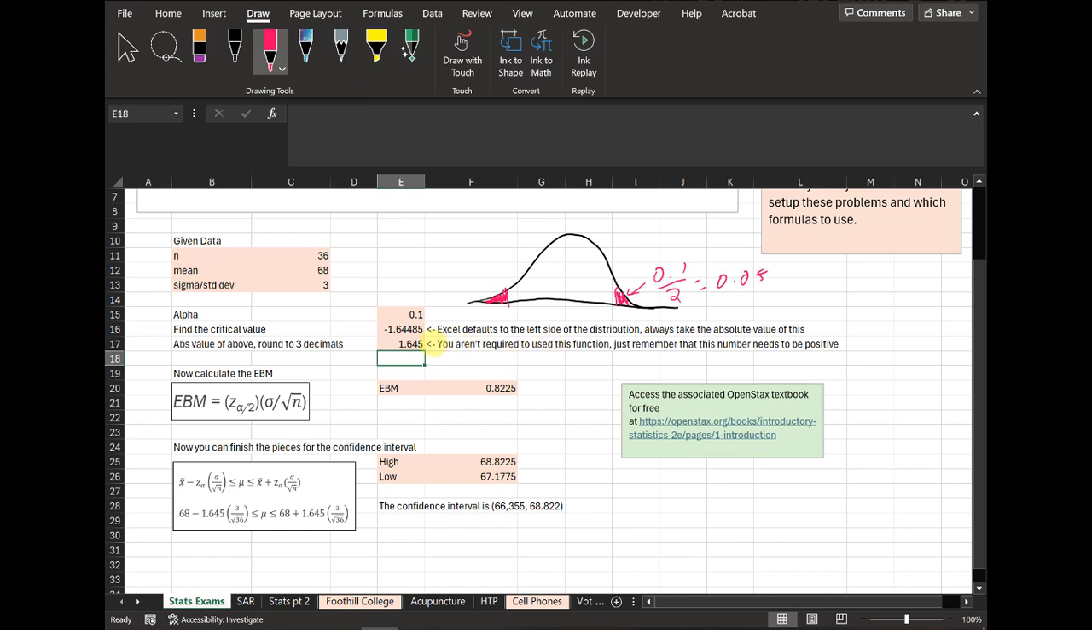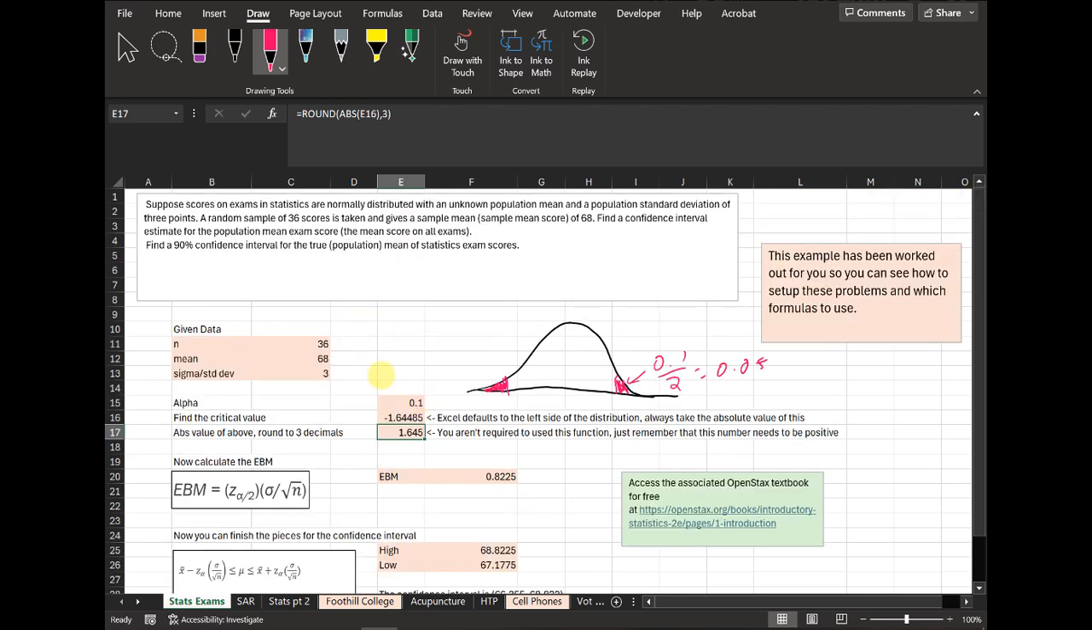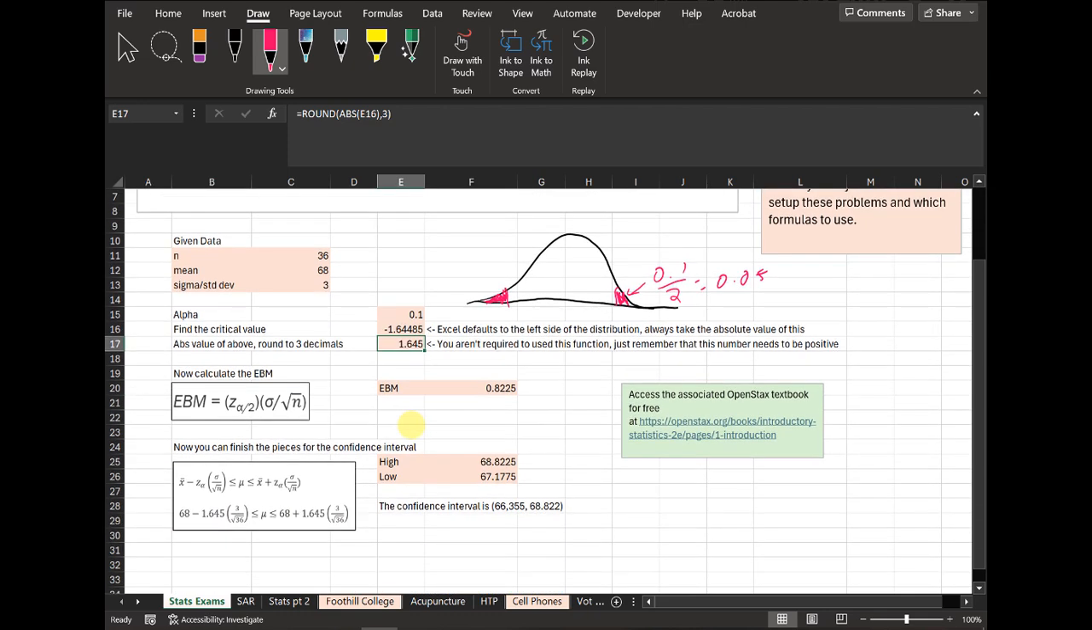So that part's kind of optional. I usually just take the positive version of this number here and run with it. But if you want things to match, you usually have to round a little. Okay, so that being said, once you have this information, just notice what we've done. We've got our given data. We found our alpha. We calculated a critical value. Now we have all the information we need to really finish this.